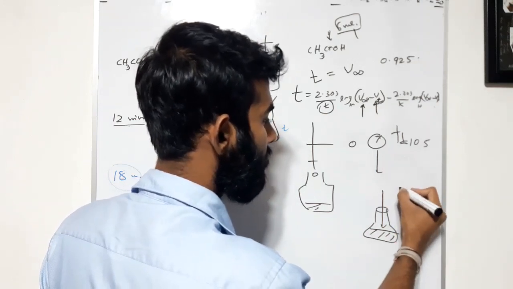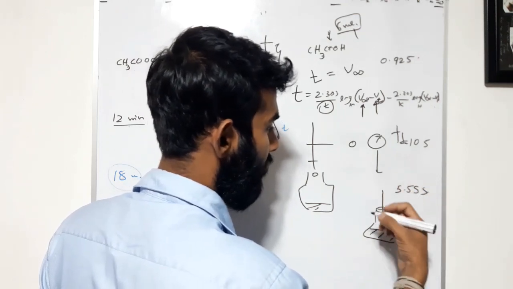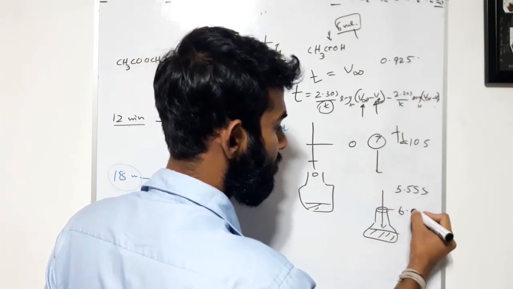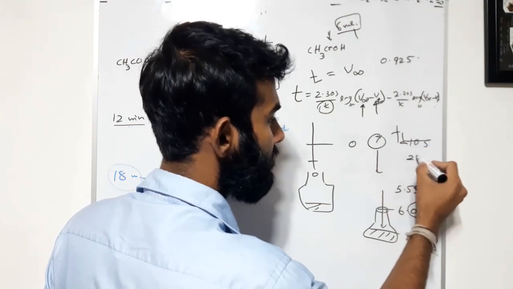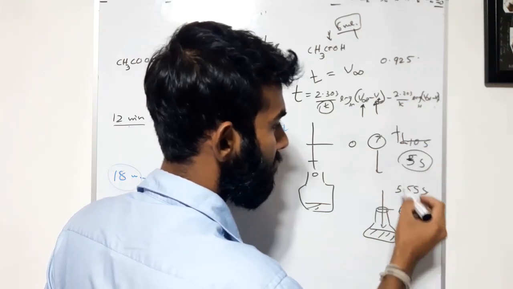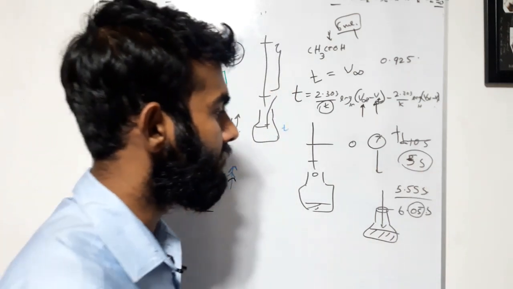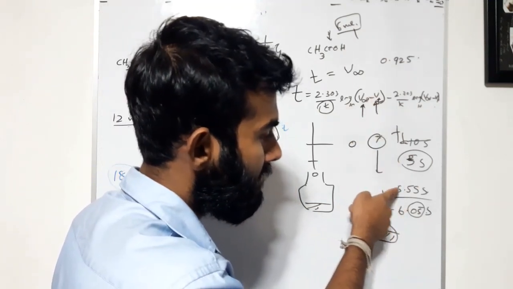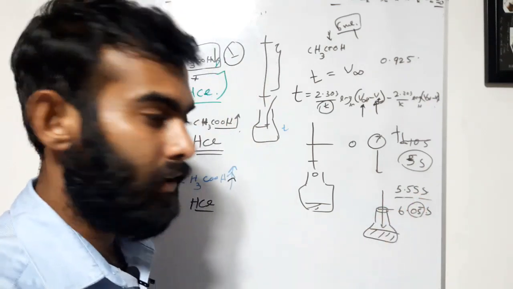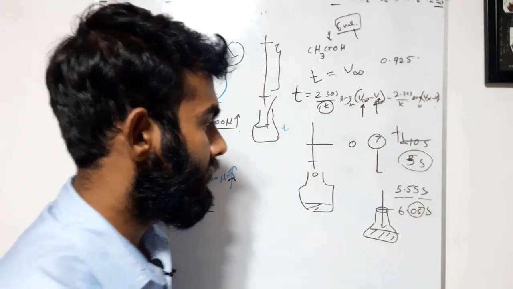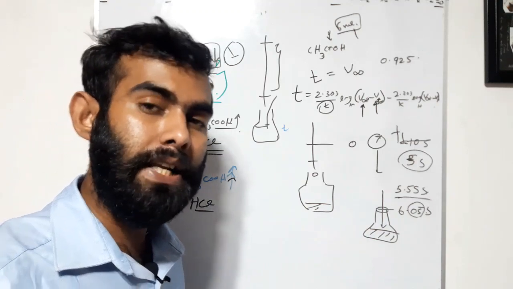We have to start at 5.55 and draining will finish at 6.05. So here, half of the draining time is 5 seconds. By using this method we can get rid of the draining time error. We start the draining after 5.55, we stop at 6.05. There is a 5 second gap because of the draining time error.